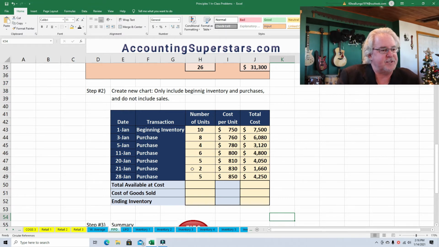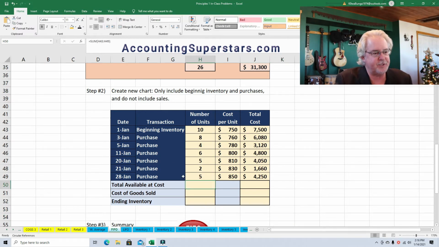So all we're going to do is add up the first column and the last column. We don't need to add up the middle column. So the total available for sale, total available at cost. We're going to add up the total number of units. So we're just going to add up the 10, the 8, the 4, the 6, and so on and so forth, and we get a grand total of 40. And we're going to do the same thing over here with the total cost.